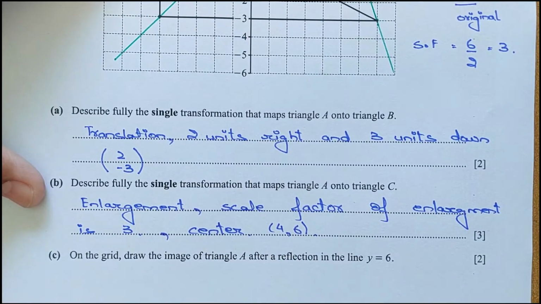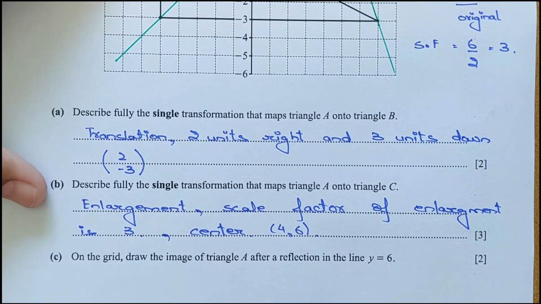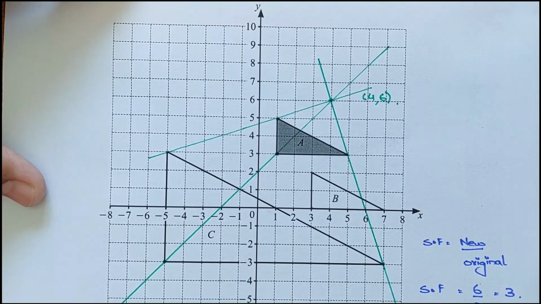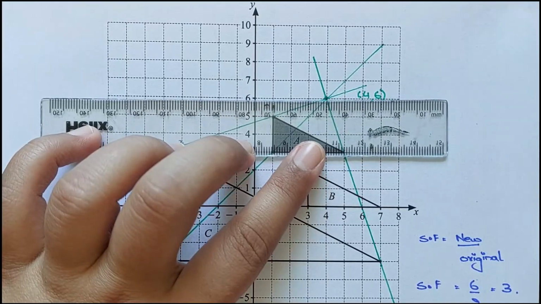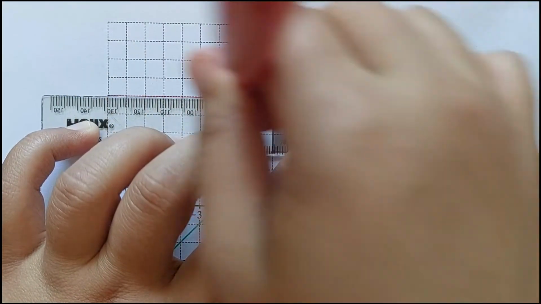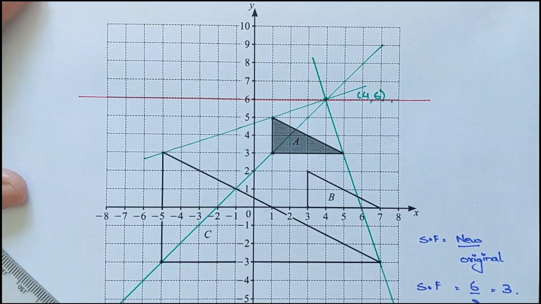Now for part C, on the grid, draw the image of triangle A after reflection in the line y equals 6. Triangle A, we have to reflect in the line y equals 6. So let me draw the line y equals 6, which is a horizontal line. This is y equals 6. Now we have to reflect it.